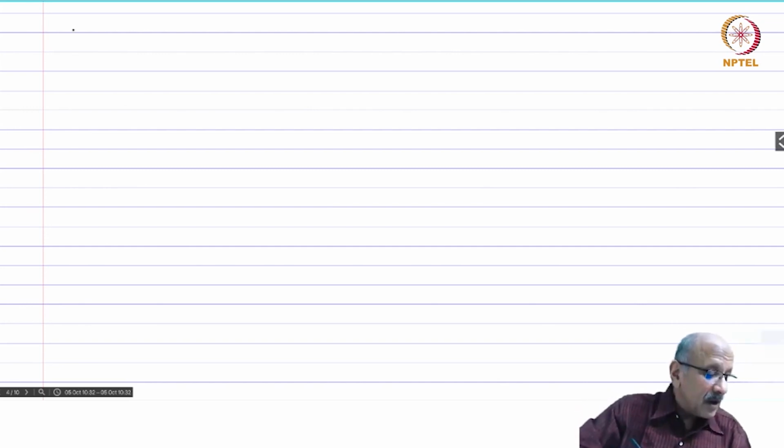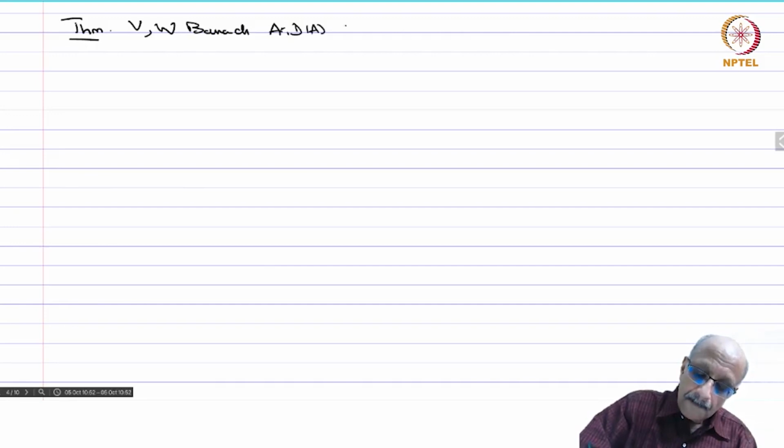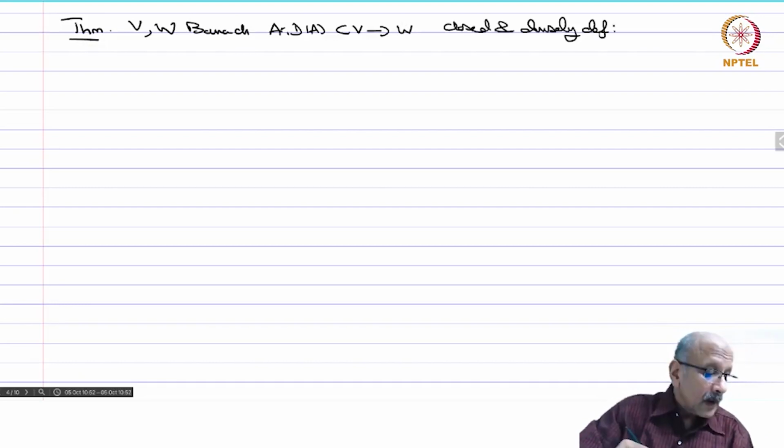Finally, we have a theorem on surjective maps. So theorem, this is a very nice theorem. So we say that V, W Banach and A from D of A to W closed and densely defined. The following are equivalent.